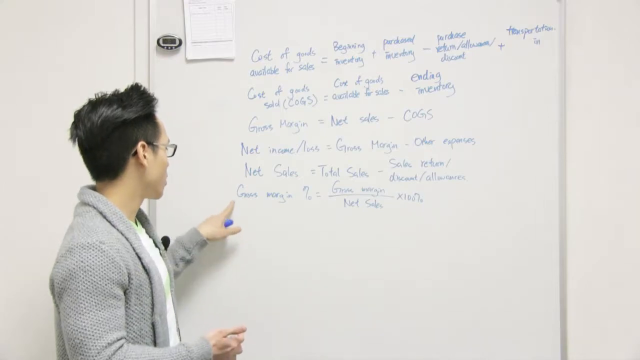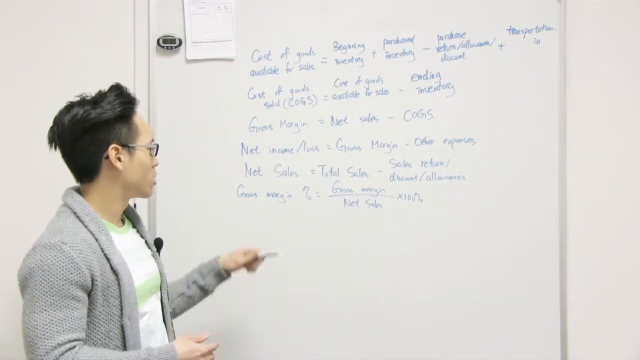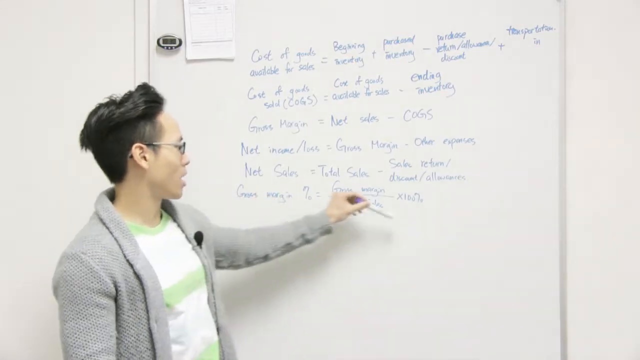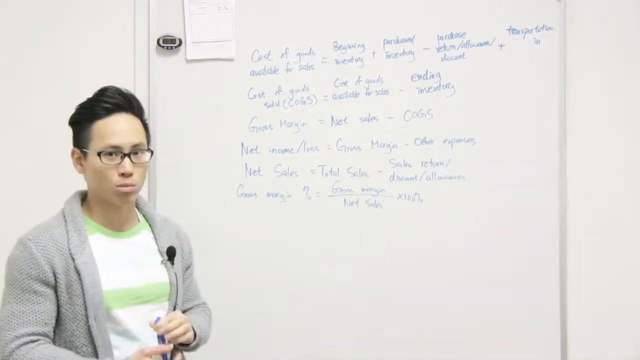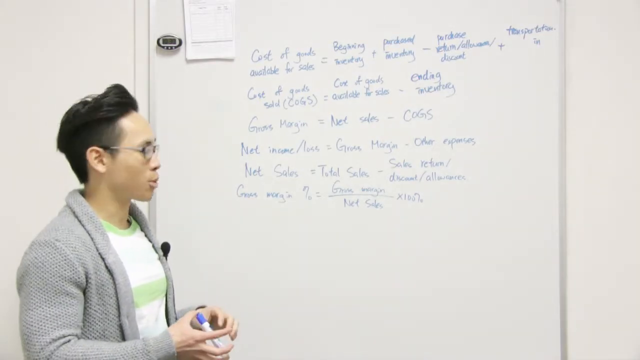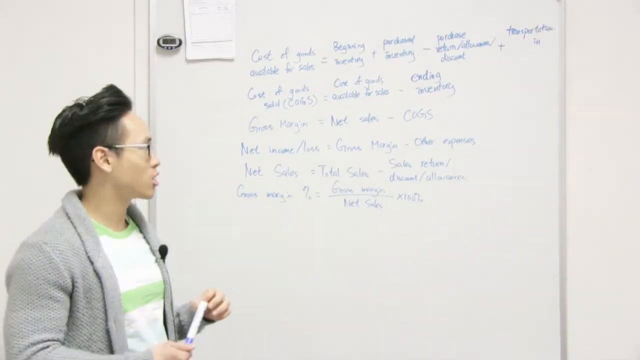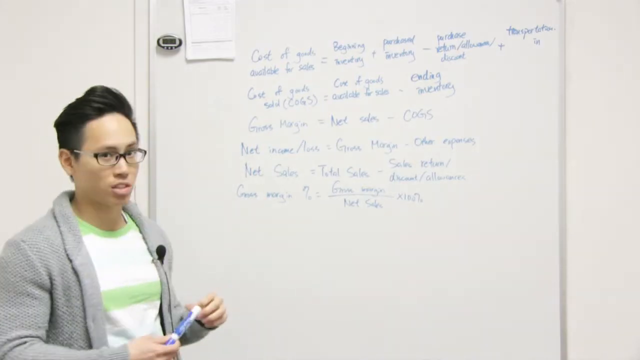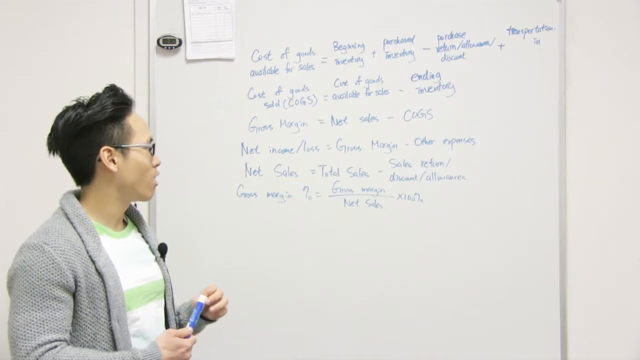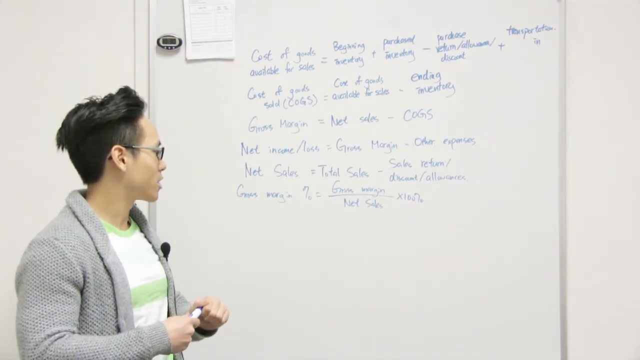And then at the end, you have gross margin percentage. So you use gross margin divided by net sales times 100%, and then you get the gross margin percentage. So those are some basic formulas and equations and terms that we're going to see throughout this chapter. And so make sure you write this down and make sure you memorize it for your test.